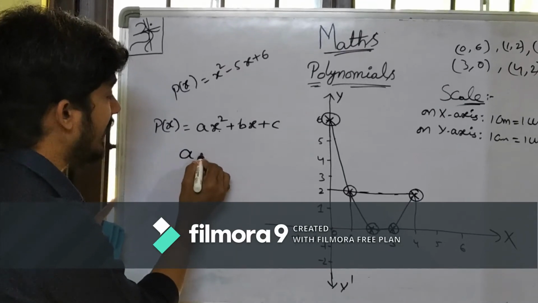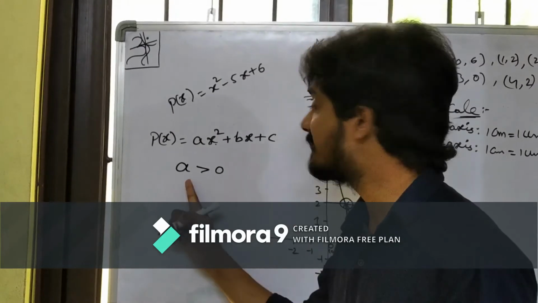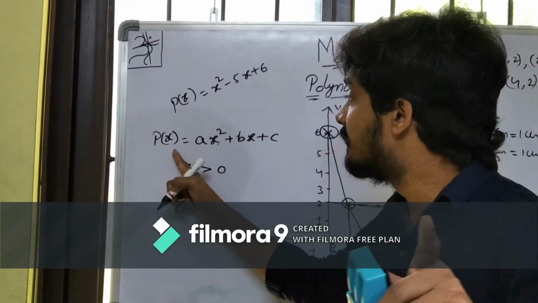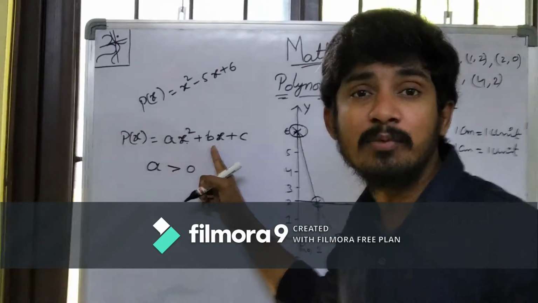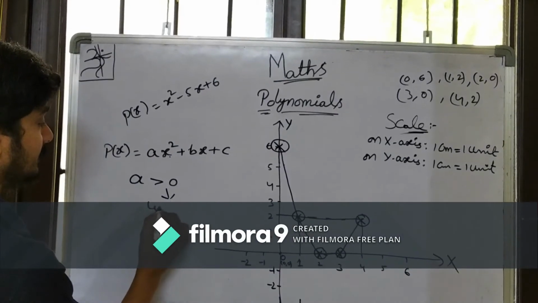If a is greater than 0, means if a is positive in nature, then the graph of a polynomial is an upward parabola. Upward.